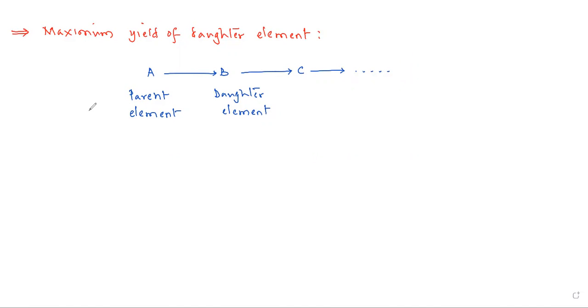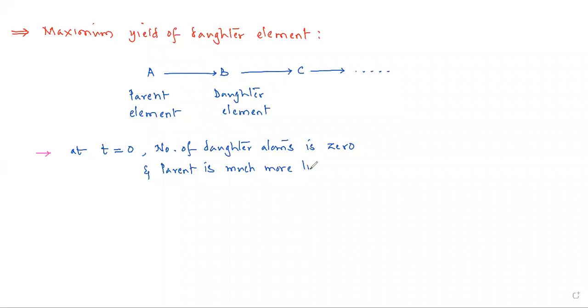Okay. Now considering this particular disintegration series, say at a time t is equal to 0, where the number of daughter elements is 0, and if the parent has a longer lifetime or half-life, you can say, is much more lived than the daughter. How can we say that?